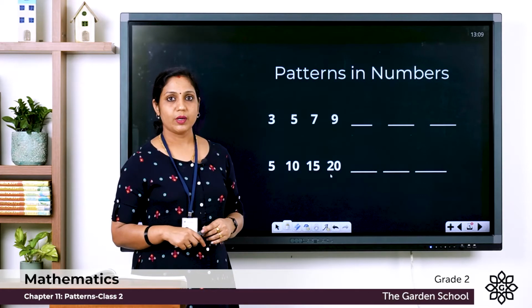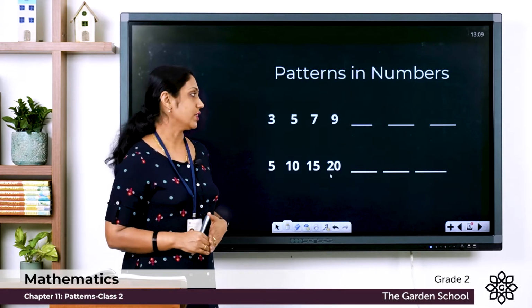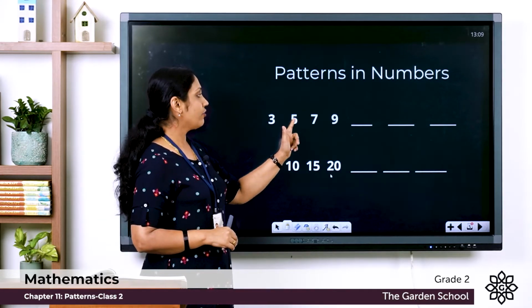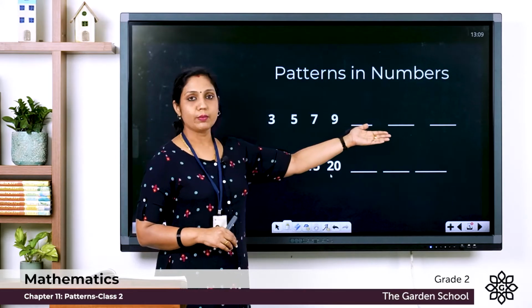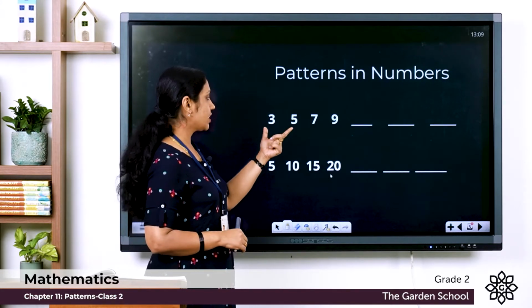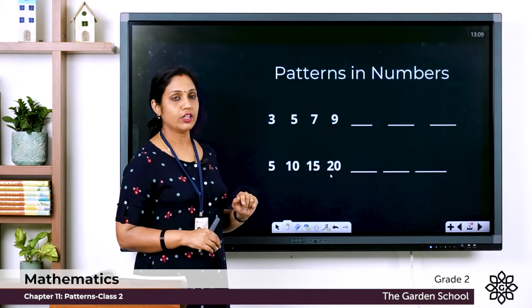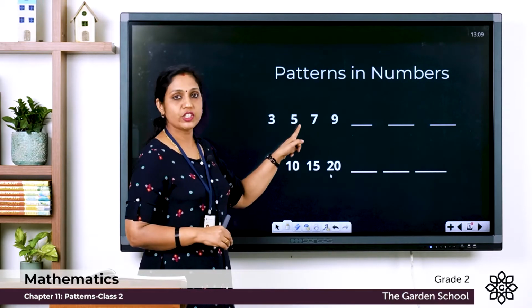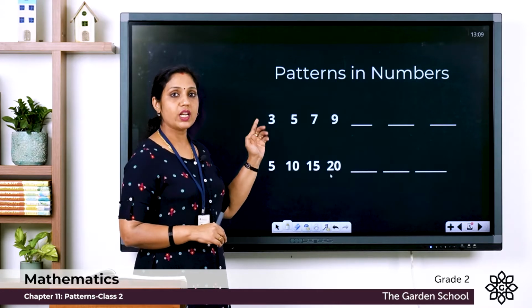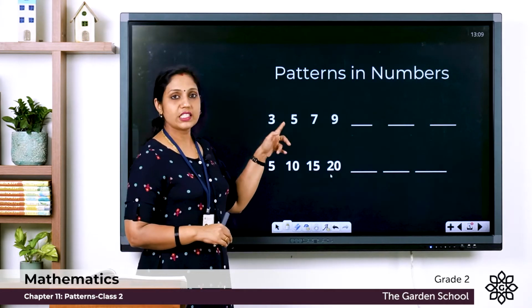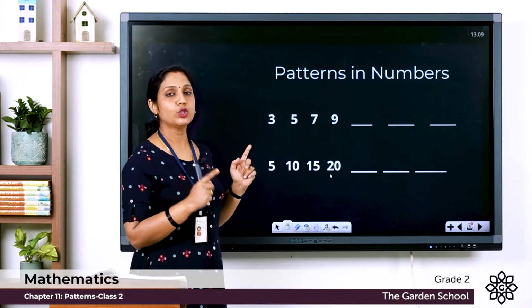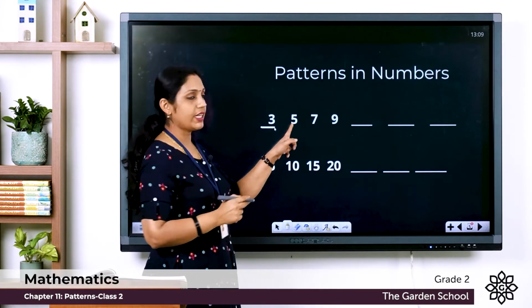Now here there are some numbers. We have to find out the missing numbers. We have 3, 5, 7, 9 and the rest are missing. We have to find out. First let's take the first two numbers. We have 3 and 5. So 3 plus how much is 5? 3 plus 1 is 4. 3 plus 2 is 5. So when we add the number 2 to 3, we get the next number.